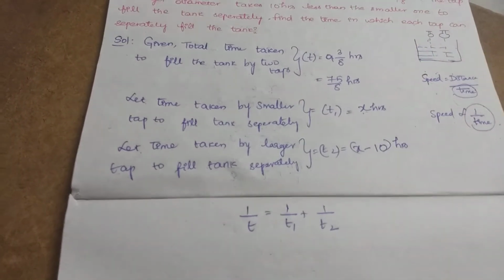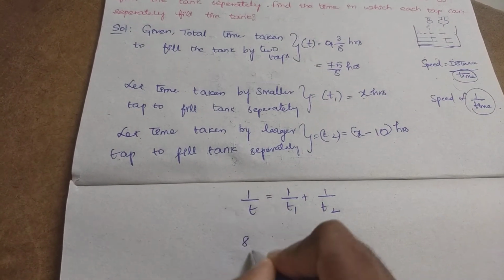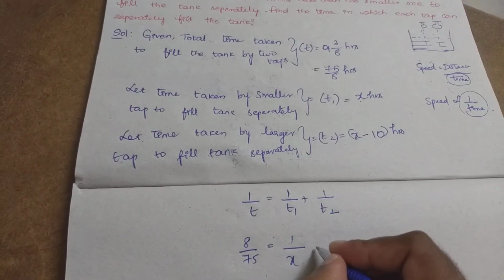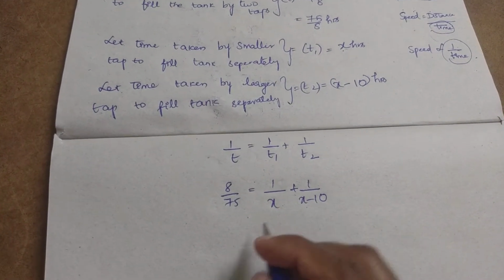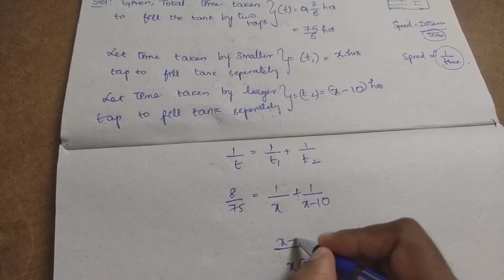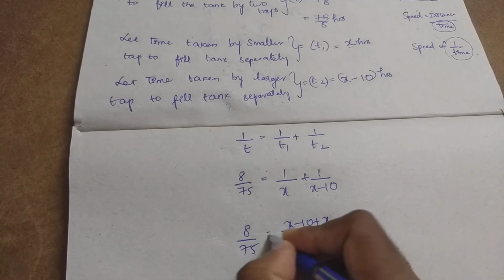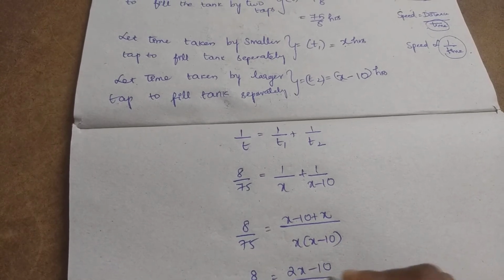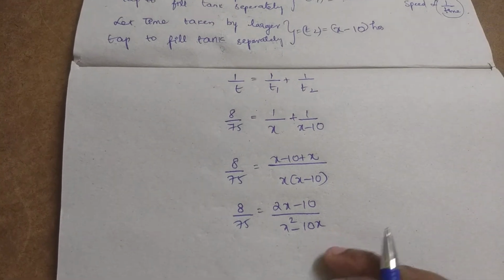So what is t here? T is 75 by 8 hours. So what is the inverse of t? We get 8 by 75 equals 1 by t1 plus 1 by t2, which is 1 by x plus 1 by x minus 10. Let us take the LCM for x and x minus 10. We get x into x minus 10. So x minus 10 plus x, 8 by 75 equals 2x minus 10 by x square minus 10x.